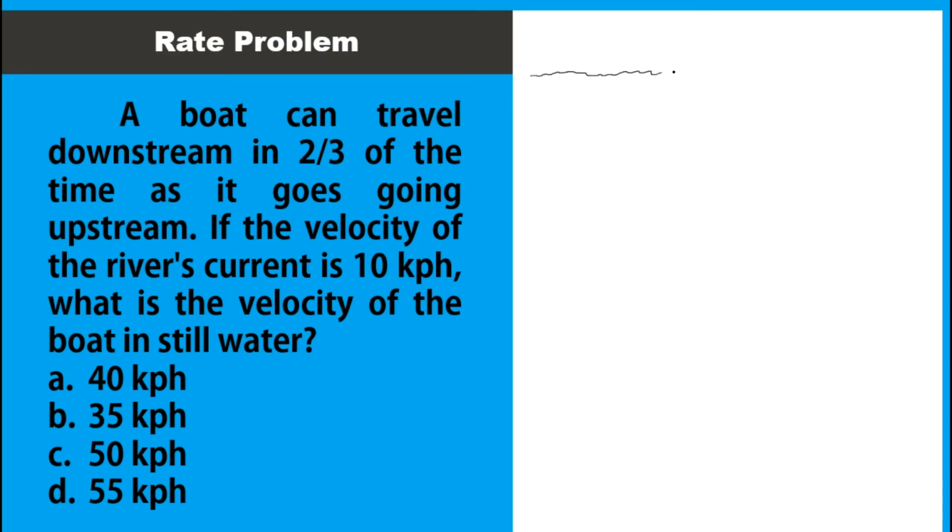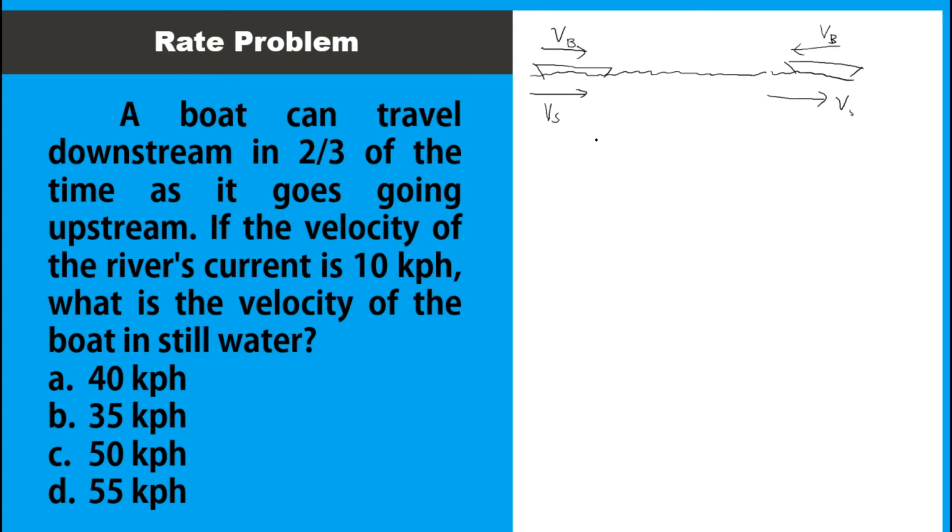Let's say that this is the stream, and the velocity of the stream is going to the right. So let's have the boat. The boat is traveling with the stream, so the boat is traveling downstream. Going back, the boat will be traveling against the stream, so the boat is traveling upstream.